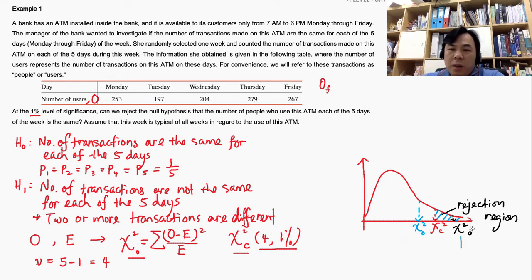Otherwise, if your observed chi-square is outside of the rejection zone, we will not have sufficient evidence to reject. Therefore, the only way we can do this is to accept the null hypothesis to be true. Therefore, we can conclude that for this bank, the number of transactions remains the same for each of the 5 days in the week itself.